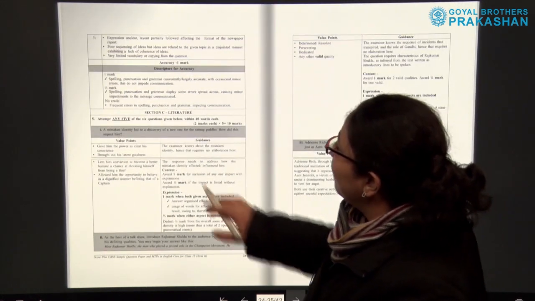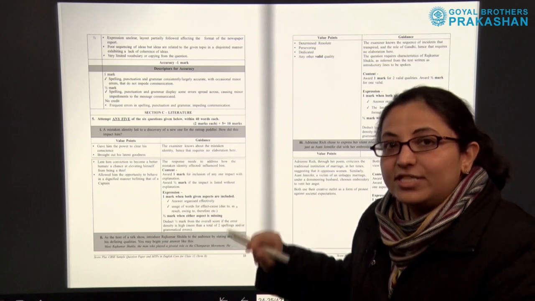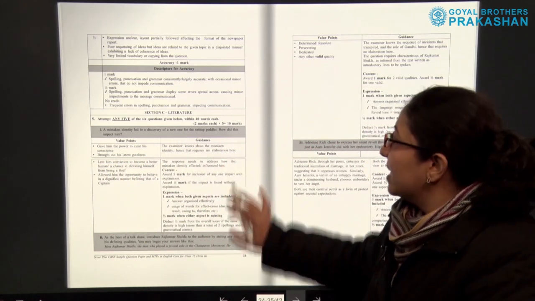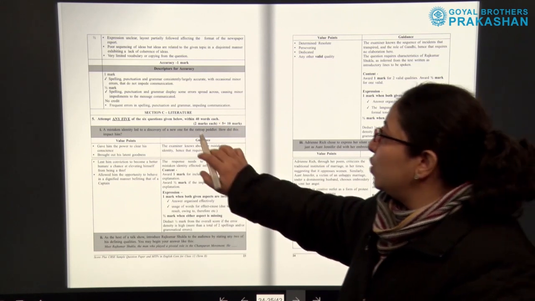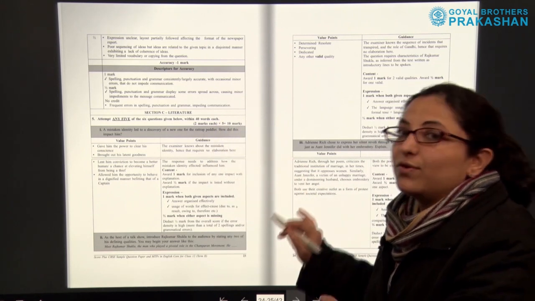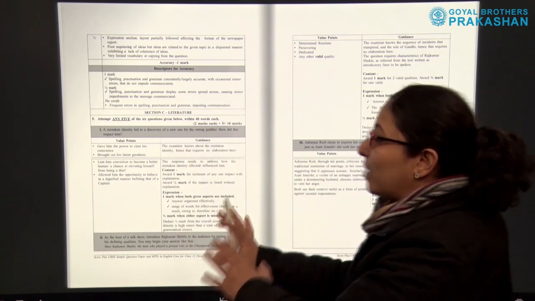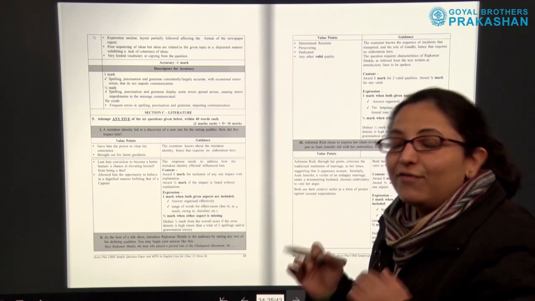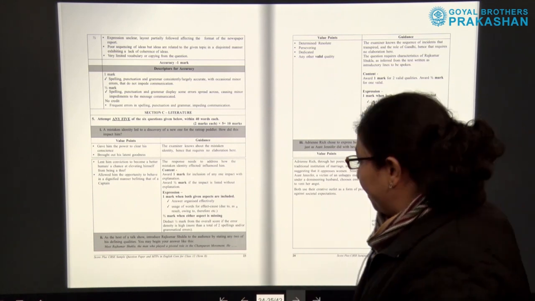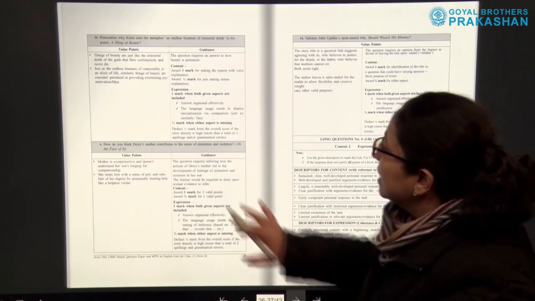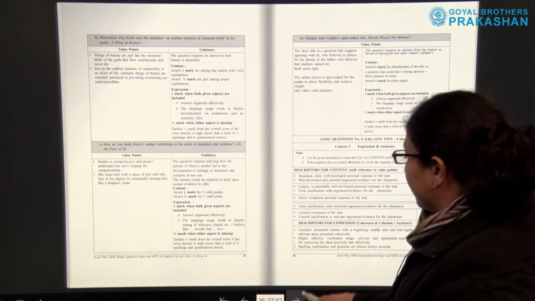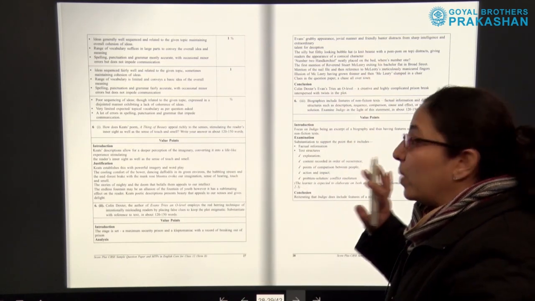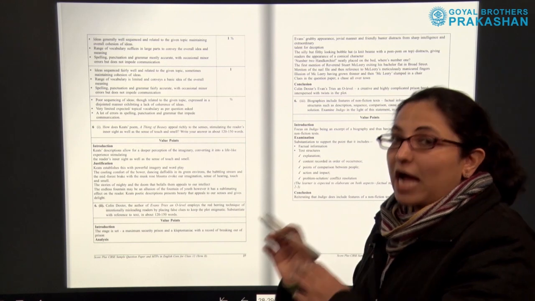After that, we have section C, which is the literature part. Again, the value points and guidance are mentioned. This is for 10 marks, 2 marks each, and there will be 5 questions. You can go through these value points and guidance and understand how you have to attempt the question paper. All the value points are given well in advance so that you know how you should attempt the paper.